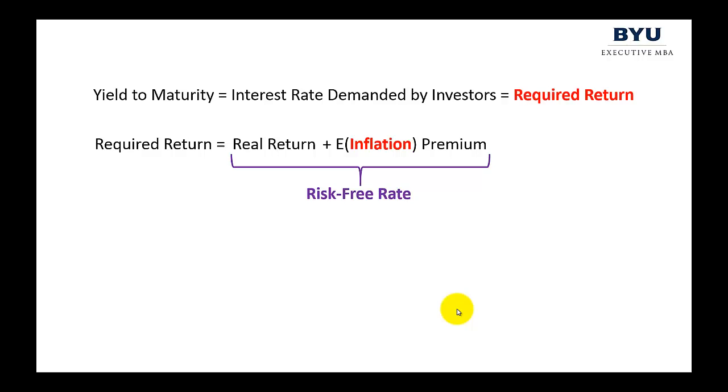So the reason we combine the real return and the expected inflation premium is because we think we have a nice proxy for that. And we call that combined element the risk-free rate. But you're not done. If you're thinking about buying this bond from Ford, there are other risk factors that you need to be compensated for.